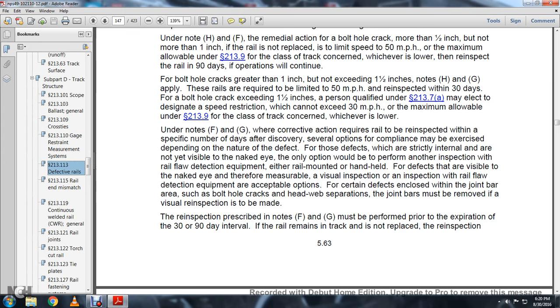For certain defects enclosed within the joint bar area, such as bolt hole cracks or head web separation, the joint bars must be removed if a visual reinspection is to be made.